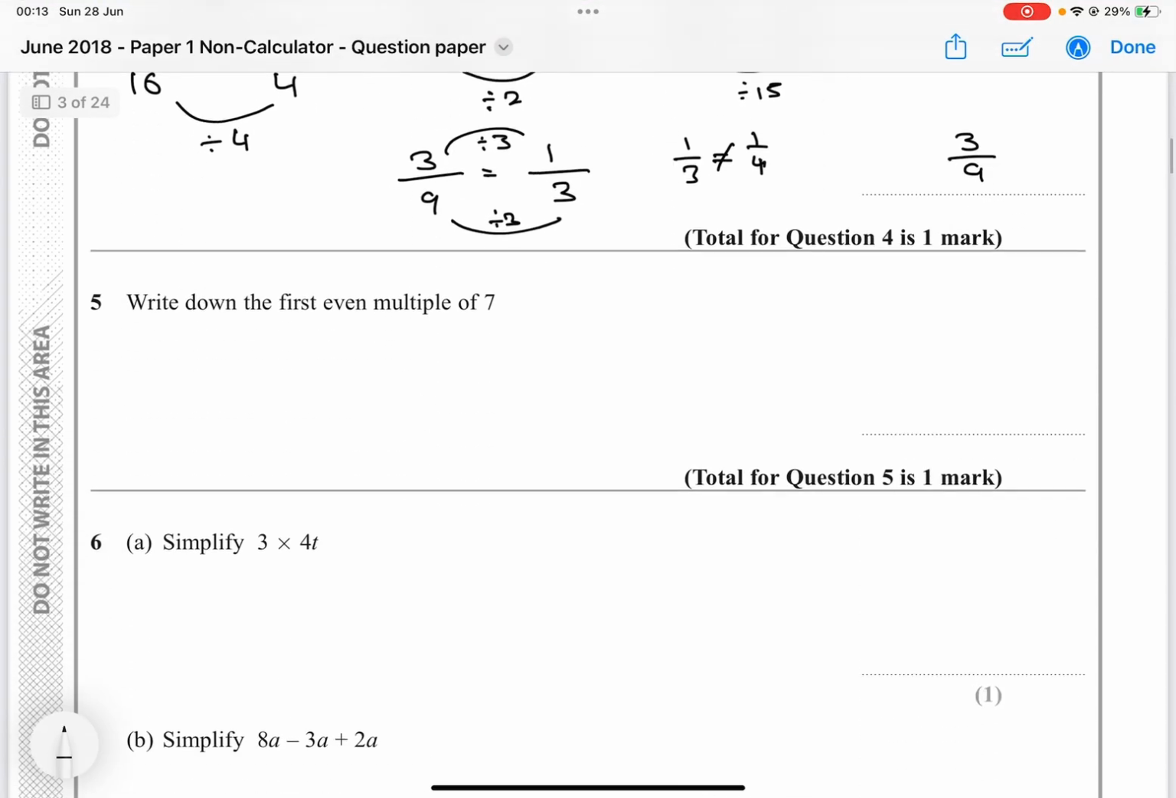Question 5. Write down the first even multiple of 7. Remember, even just means that it could be divided by 2. And obviously the answer must be a whole number. That's what it means by divided by 2. The answer that you get must be a whole number, okay? So if I just write out my 7 times table here, 7, 14, 21, I've already got my first even multiple of 7, which is 14.